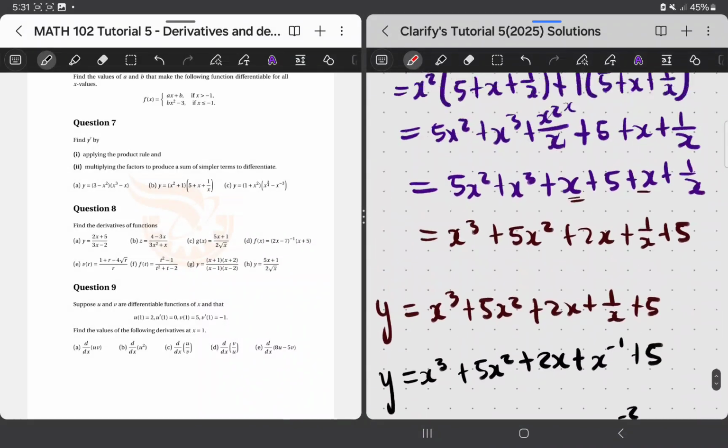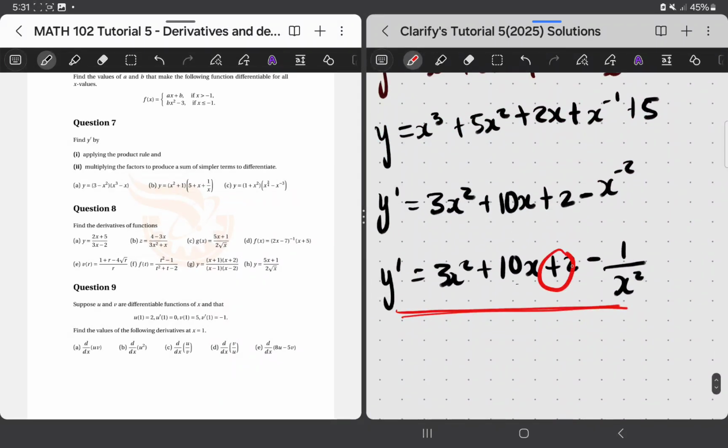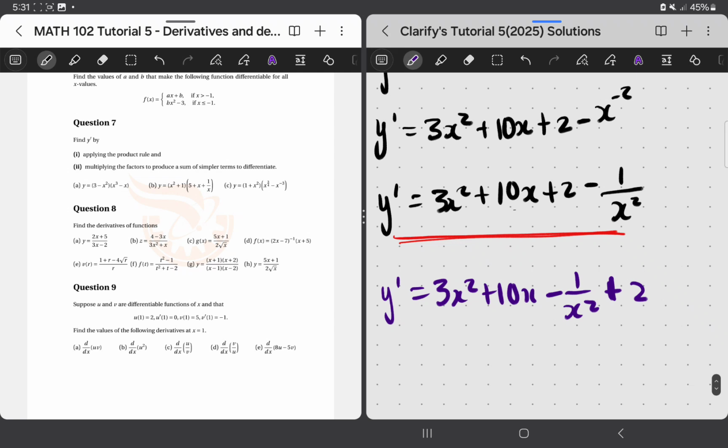Then we have a minus 1 over x squared, which is there here. Then we have a positive 2 here. So we can rewrite the order, it doesn't matter. You can still do it here to say y prime will be 3x squared plus 10x. Then since this is negative, wherever you put it, it's negative. So it's going to be negative 1 over x squared, unless you change its sign to take it to the other side of the equal sign, but we are not. Then we have a 2, which is positive, so it's going to be a plus 2. And this is going to be your final solution, and this is our y prime.